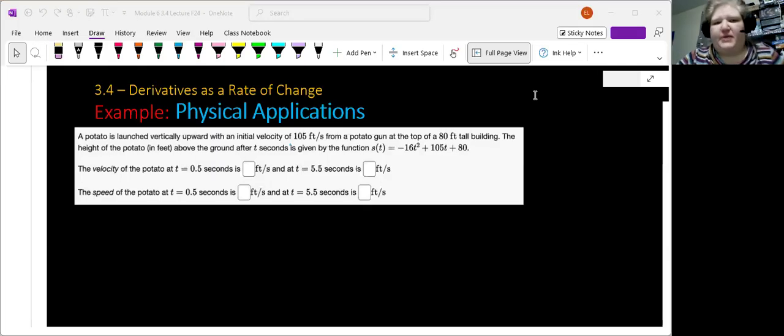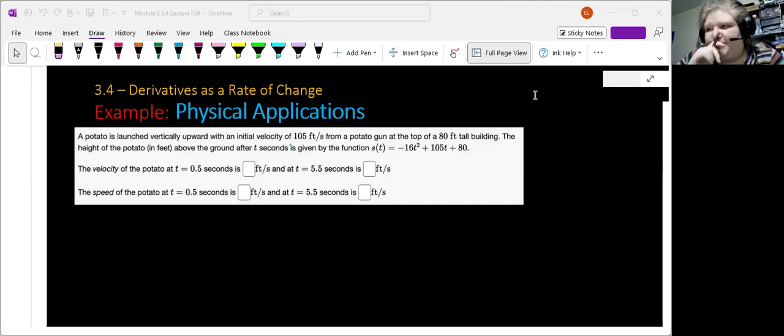All right, so now we have a potato. It's being launched vertically upward with an initial velocity of 105 feet per second from a potato gun at the top of an 80-foot tall building. Now, in the very strictest sense, the way this is written, if you approach it from a physics perspective, it goes up and then it comes back to the top of the building because you said you did it vertically upward.